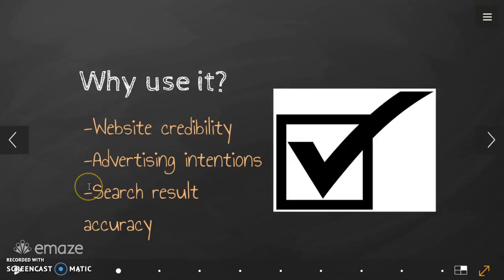So we're wanting to make sure that we are going to the best place to be able to search for these articles or these pieces of information, so that we can make sure that we are getting the best information possible.